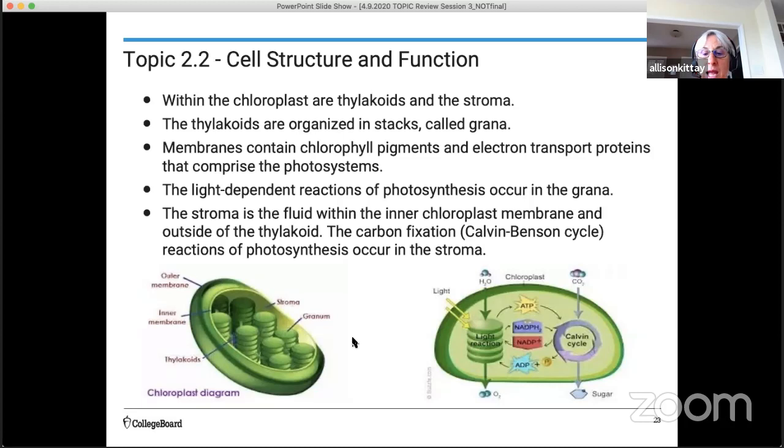So those two reactions take place in different parts of the chloroplast, just like we saw the different parts of cellular respiration reactions that make ATP occurring in different parts of the mitochondria. So I hope you're seeing the similarities between these two organelles.